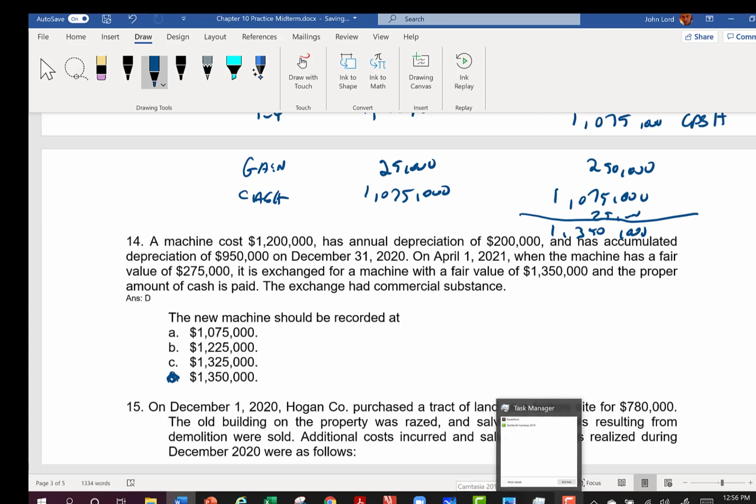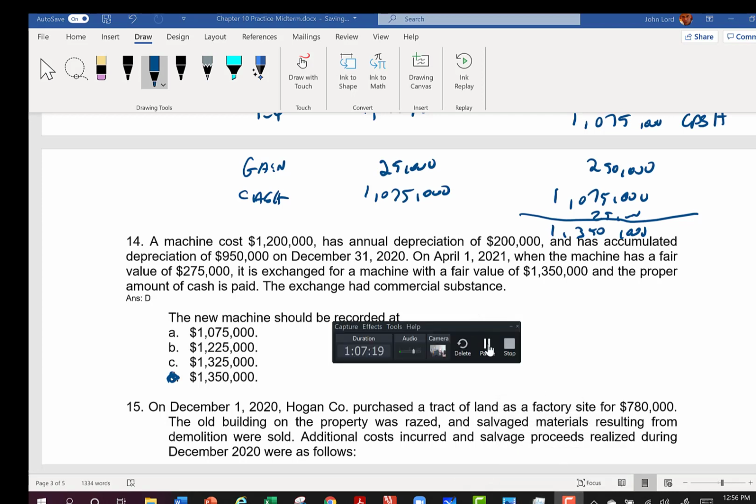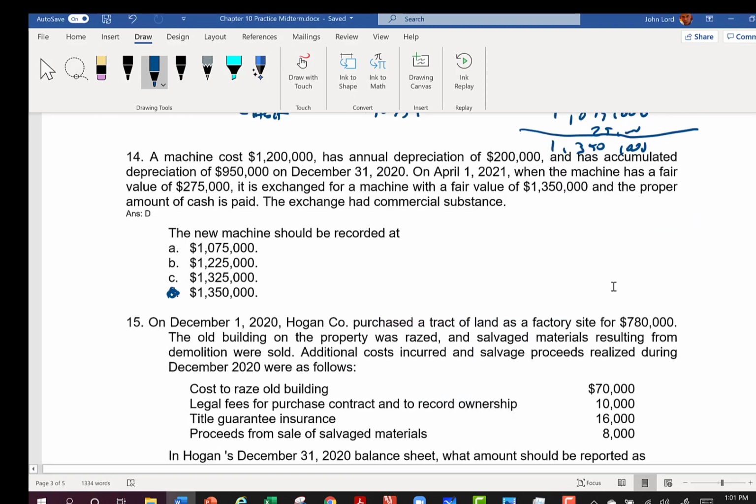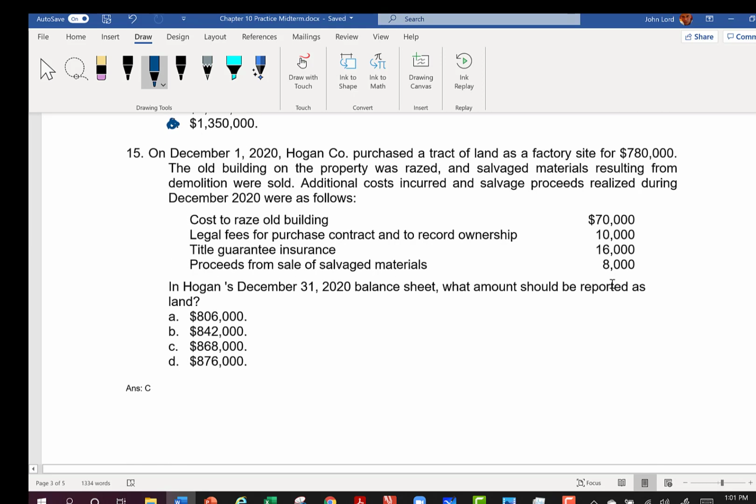Let's go ahead then and take a quick pause, and we're going to work out this last problem. Okay, guys, let's go ahead and wrap up our practice midterm for chapter 10 with this last question. And again, this is one of those questions, knowing what cost, like we looked at towards the beginning of the discussion here. Do you know how to gather cost in the calculation, in this case, of the land? Okay, that's what we're looking for here.